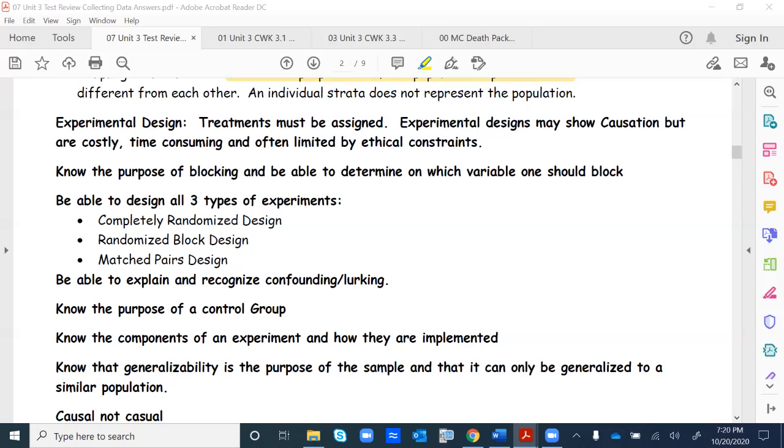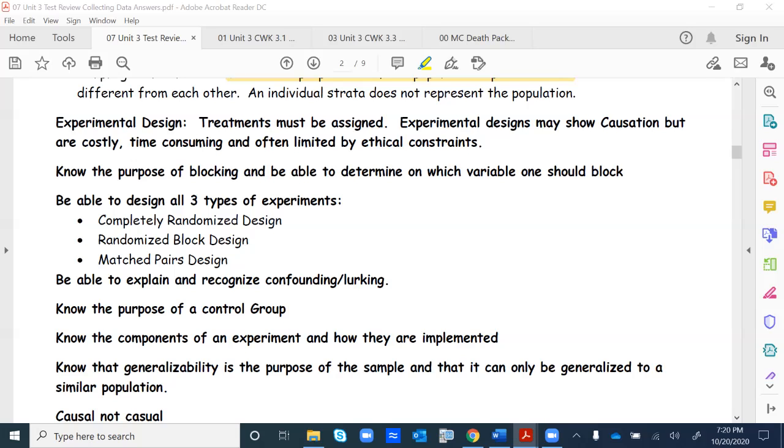You need to be able to design all three types of experiments: the completely randomized, the randomized block, the matched pairs. That's not to say that you will necessarily have to do each one of those. It's going to depend on the test you take. Confounding and lurking, those two words are essentially interchangeable. Do not worry about a difference between them. I do not want you to stress about there being a difference between them.